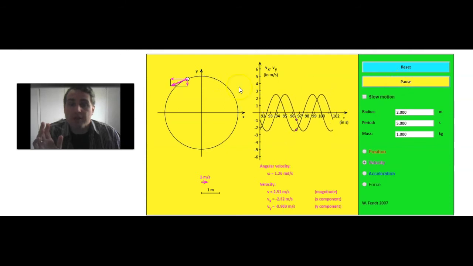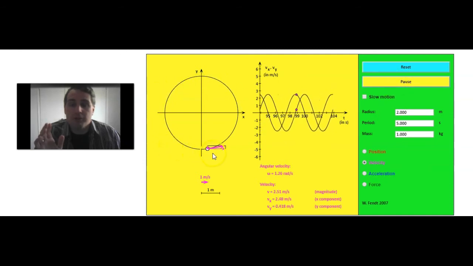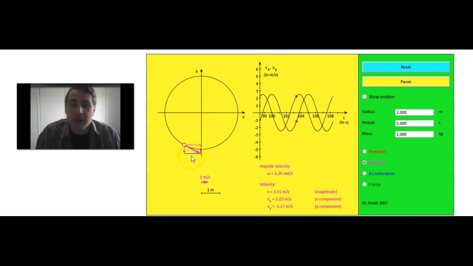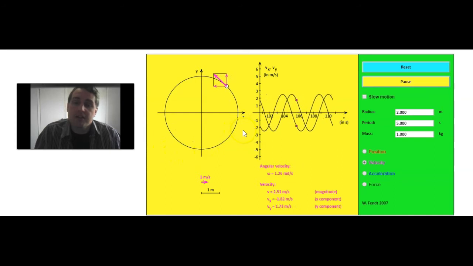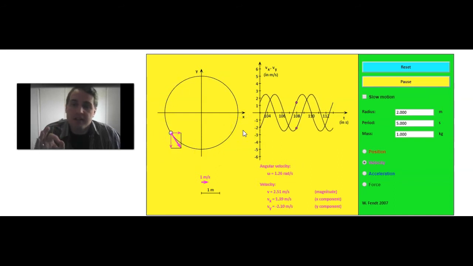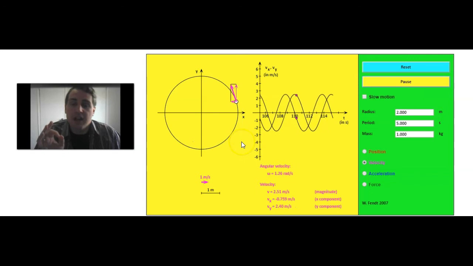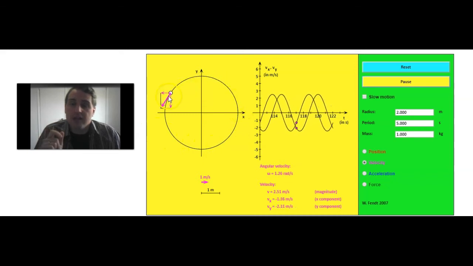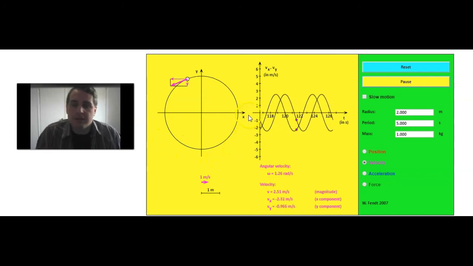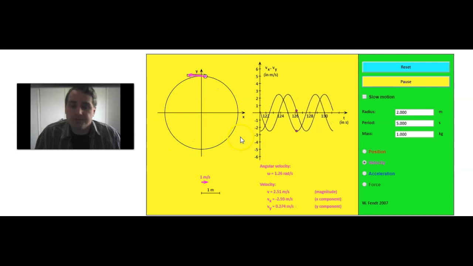And so when this particle is moving around in uniform circular motion, the velocity vector is always tangent to the path. Notice the speed is staying constant. That is to say, the velocity vector has constant magnitude. The direction is constantly changing, but notice that it's changing at a nice uniform rate. It's sort of oscillating, as we said before, in terms of its x and y components. But it's always tangent to the path, and the path is this circle.